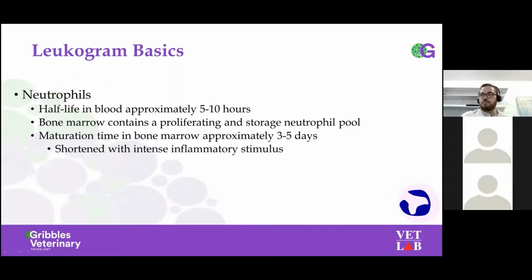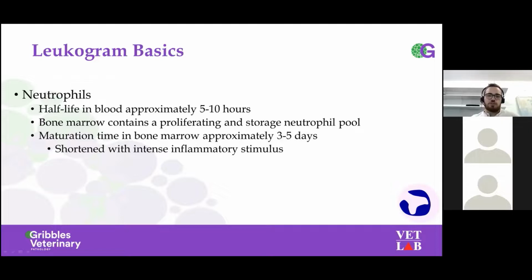So starting off with our basics, the neutrophils are the main cell that we look at when we're looking at inflammation in our leukogram. Their half-life in blood is approximately 5 to 10 hours. And in the bone marrow, there's a proliferating pool and a storage pool of our neutrophils and other leukocytes. So when you have your initial inflammatory stimulus, you get neutrophils released from this storage pool immediately, and this can cause neutrophil counts to rise in blood in the short term, depending on what species you're dealing with, while bone marrow production then starts to increase to meet the peripheral demand.